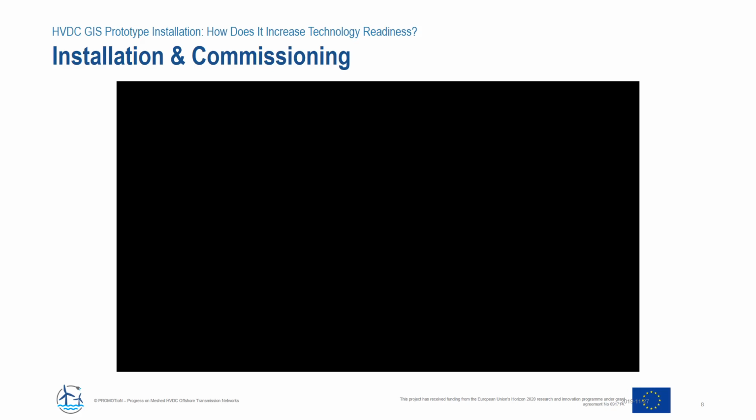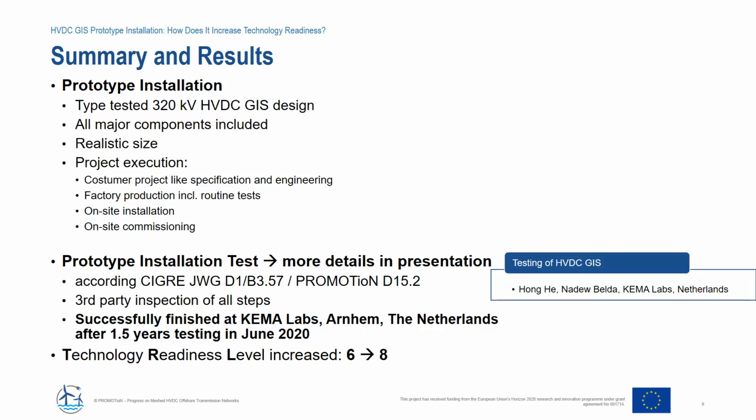And of course, you've learned all about the prototype installation test itself from Nadu's presentation. So here I just want to give a very short summary of the results. We have done the prototype installation. This means we have installed a pole consisting of type tests of modules of a type tested HVDC GIS design. All major components of this HVDC GIS were included. It has a realistic size.